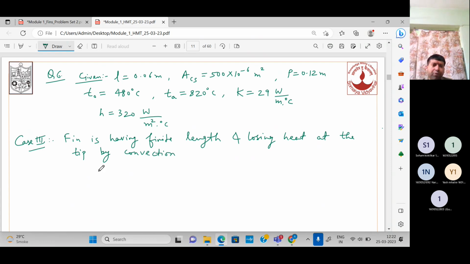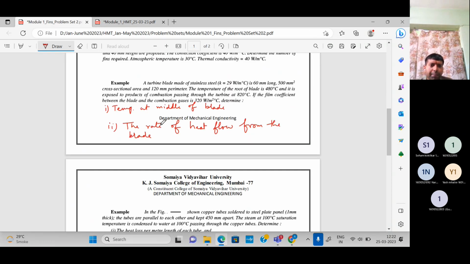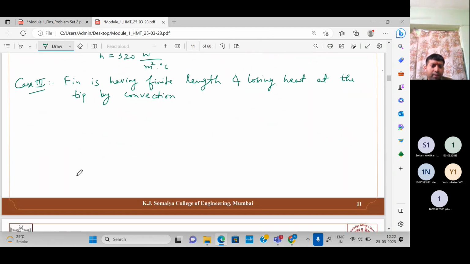First of all, we have to determine the temperature at the middle of the blade. Okay, so for this we have to write the temperature distribution expression for this case.